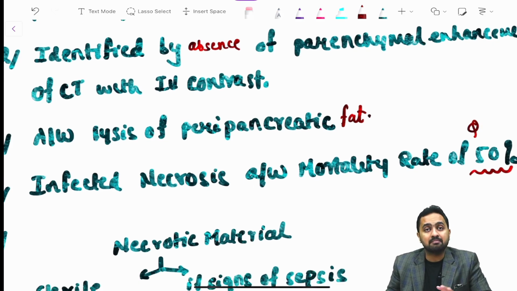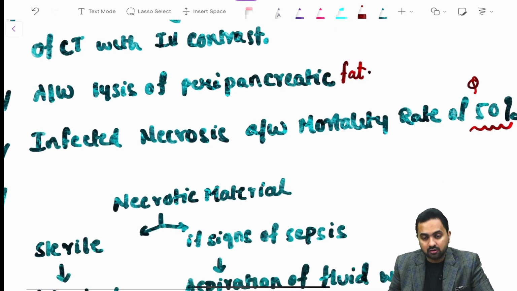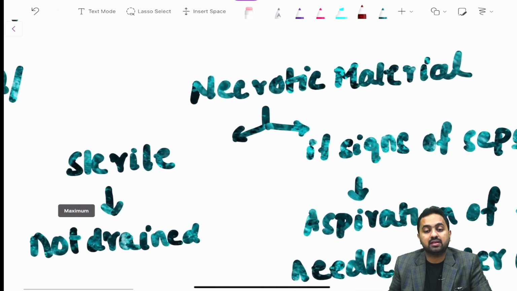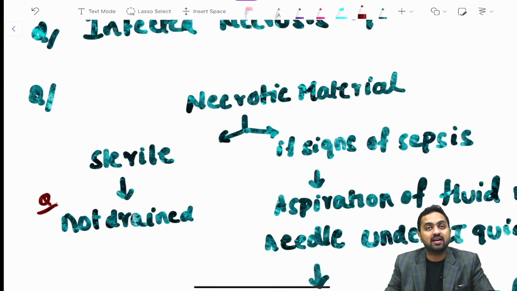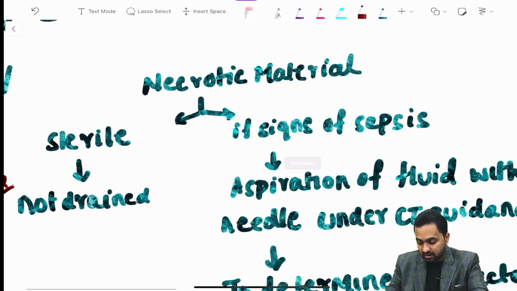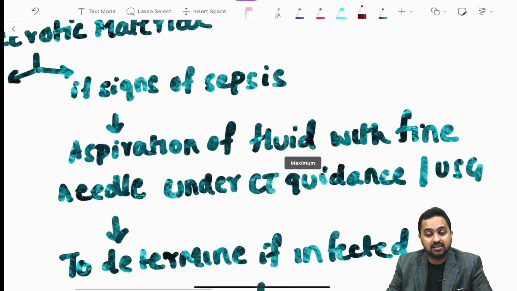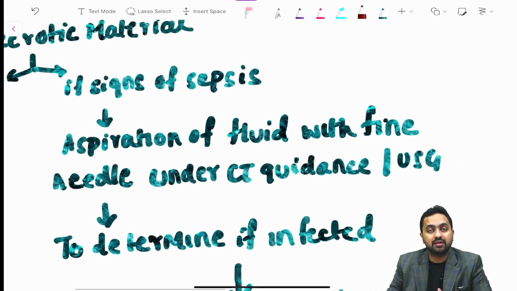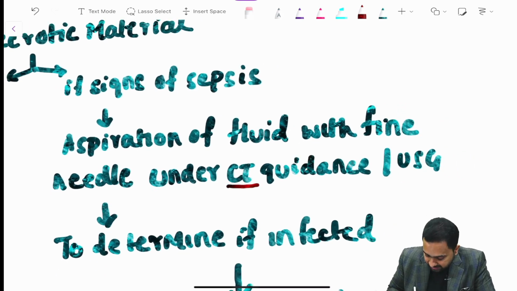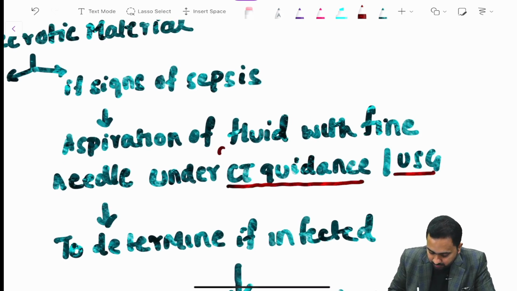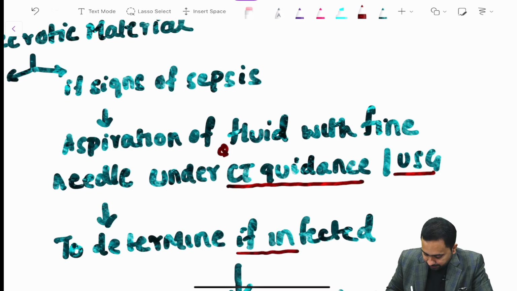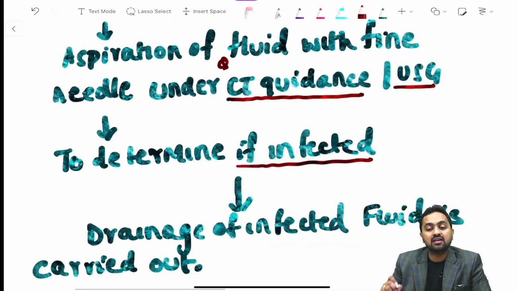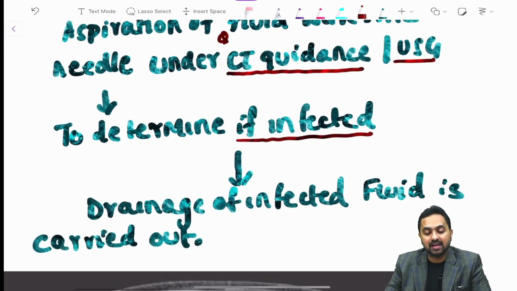Now, regarding the management of this necrotic material, we check whether the necrotic material is sterile. If it is sterile, then it need not be drained. Whereas, if the patient shows signs of sepsis, then aspiration of the fluid with a fine needle under CT guidance or ultrasonographic guidance is needed to determine if it is infected, right? And the drainage of infected fluid is carried out.